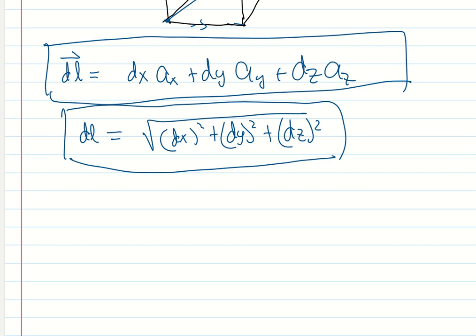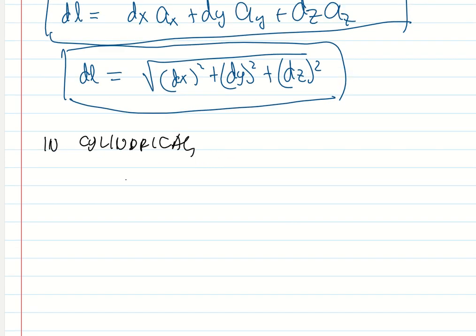In cylindrical coordinates, what will be our dl? So let's draw the rectangular prism again and zoom in. It's the same, the differential length is the diagonal. But this time, because the sides are different, from here to here, that's our differential length, dl.